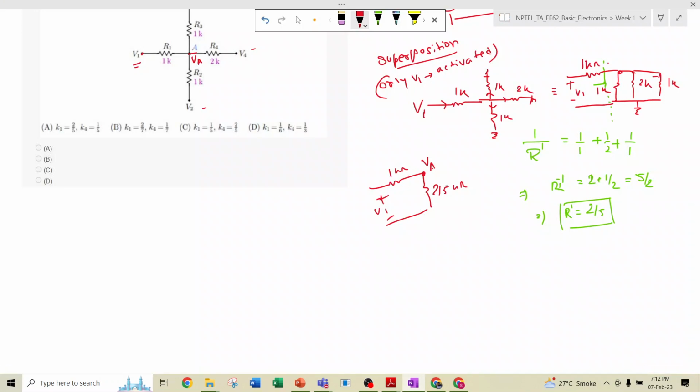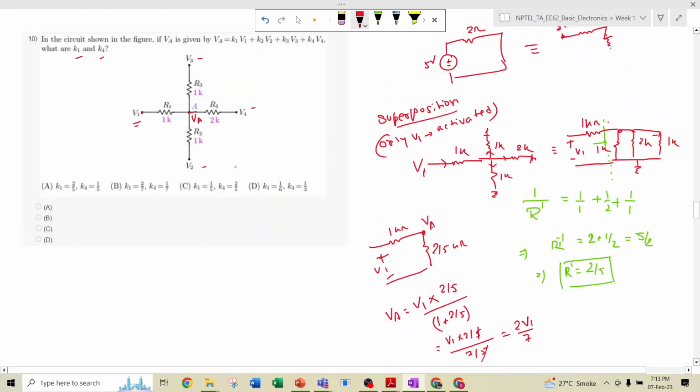So it is 1 kilo ohm and it is 2.5 kilo ohm, and this is the node A. So VA. I have already taught you the voltage division rule. So it will be V1 into this resistance, which is 2 by 5, divided by the total resistance, that is 2 by 5 plus 1, 1 plus 2 by 5. So it is V1 into 2 by 5 divided by 7 by 5. So it's nothing but 2V1 divided by 7. 5 cancels out. So 2V1 by 7.